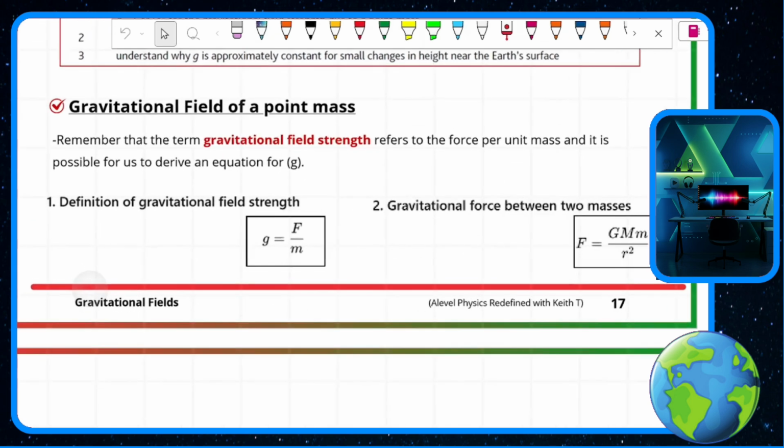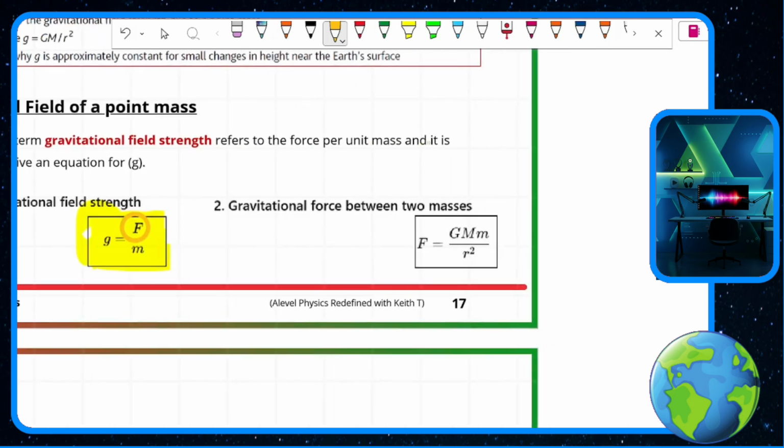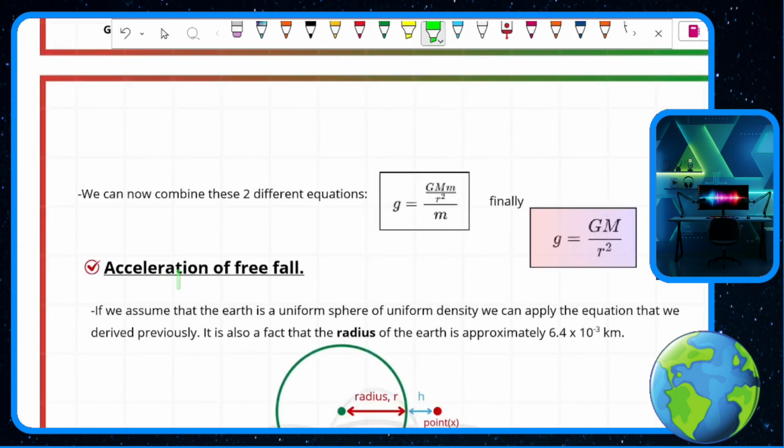Now, first we need to understand what the definition actually is. We've already defined gravitational field strength as the force per unit mass. So essentially the force, which is F, per unit mass, which is m. Now we need to know what the gravitational force between two masses actually is. And we know that F is equal to GMm over r squared. So our goal is to combine these two equations to get one equation for the gravitational field strength.